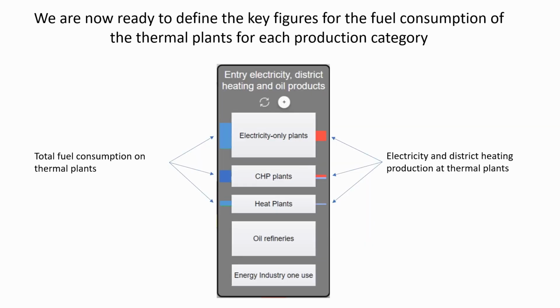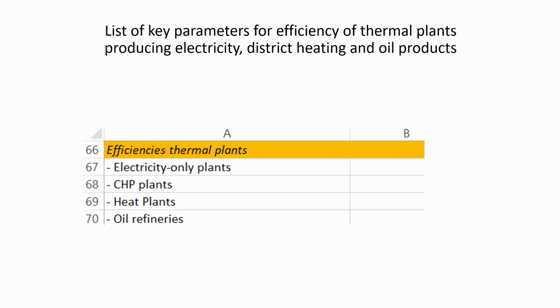When we know the efficiency and we know the production of each of these technologies, we can calculate the total energy use in these different types of production plants. In the Excel sheet here, you can see that you have to fill in the efficiency of the different types of technologies.